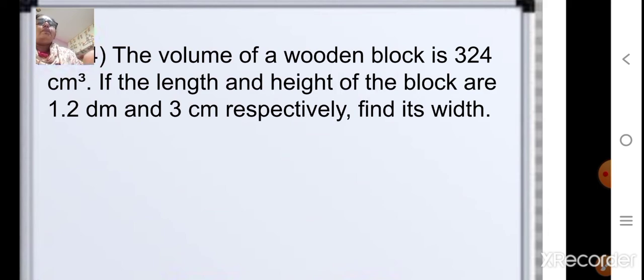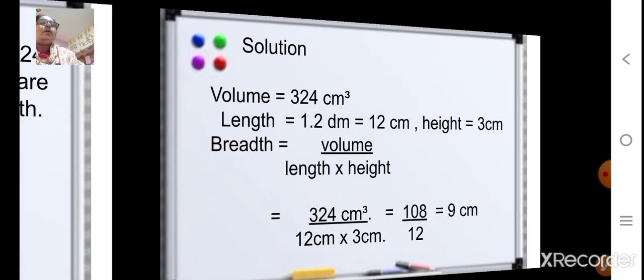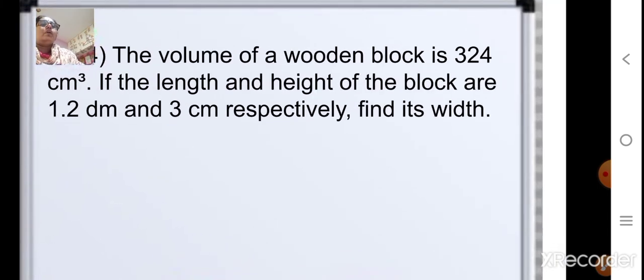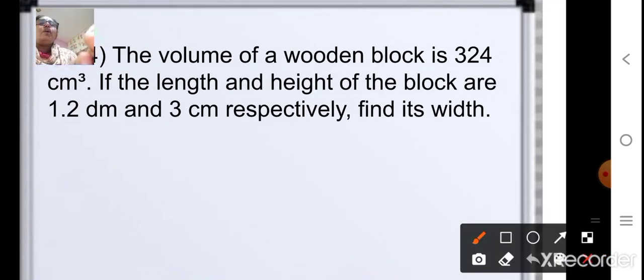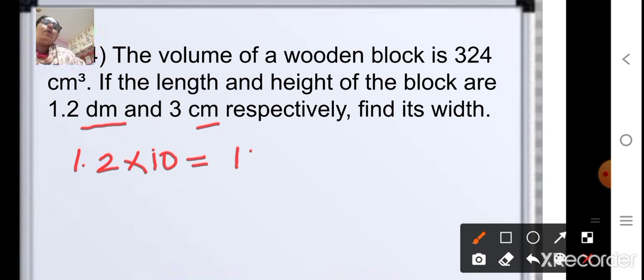Now children, one point you have to note here is, it is given as 1.2 decimeter and 3 centimeter. Okay, so this decimeter you have to convert into centimeter first. So when you convert it from decimeter to centimeter, that will be 1.2 into 10. When you convert it, that will be 120 centimeter. So place the decimal point. So that will be 12 centimeter.